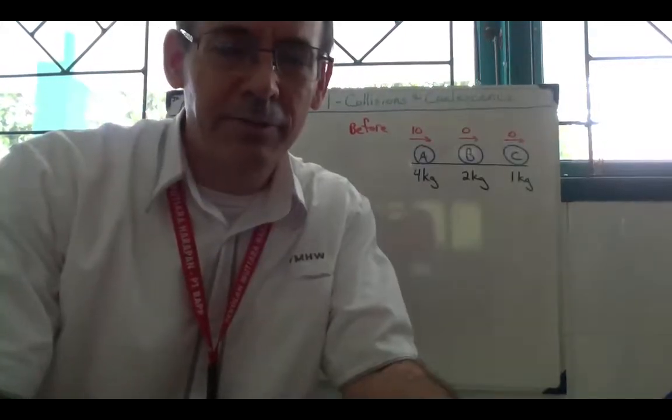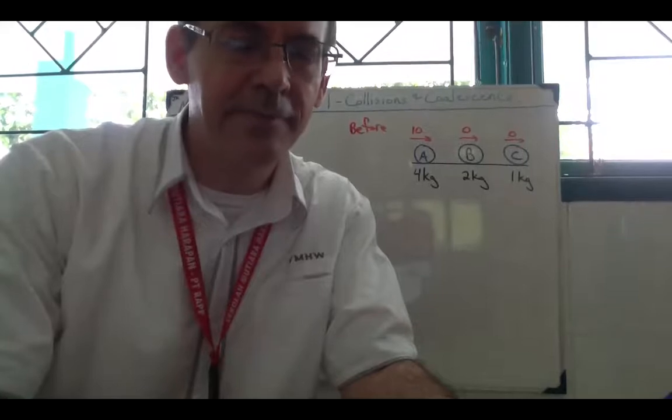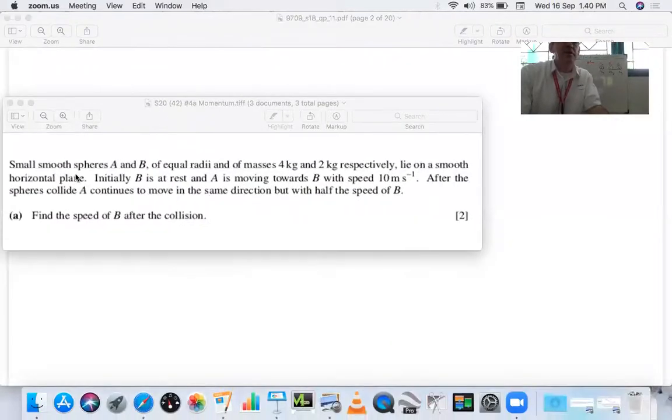Okay, let's look at the second problem that we have here. It says small smooth spheres, A and B, of equal radii and masses 4 kilograms and 2 kilograms respectively, lie on a smooth horizontal plane.